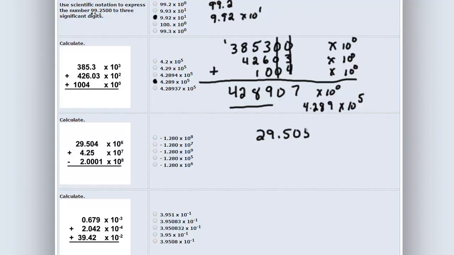29.505, and this is times 10 to the 6th. And then we have 4.25 to the 7th, so that's going to be 42.5 times 10 to the 6th. And then we have to the 8th power, so 1, 2. So it's going to be 200.01. So 200.01 times 10 to the 6th.